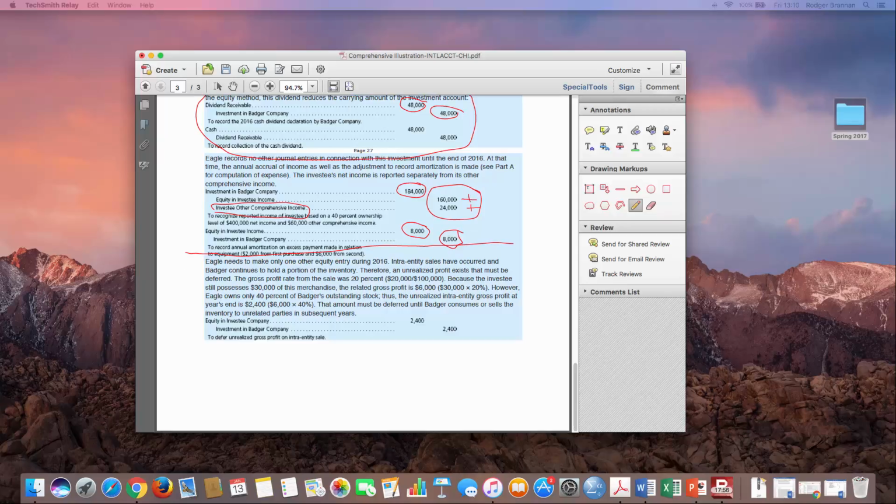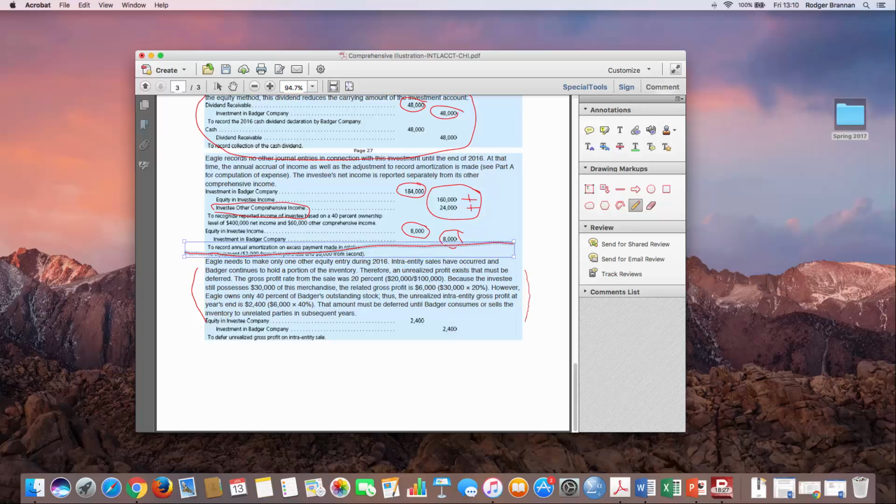All right. Now, the sale of inventory between a parent and subsidiary creates a little bit of a problem, also a little bit of a challenge, you might say. Eagle sold what cost them to either manufacture or to purchase $80,000 of inventory to Badger, and they marked it up by 20%, or by $20,000. So they sold it for a total of $100,000.